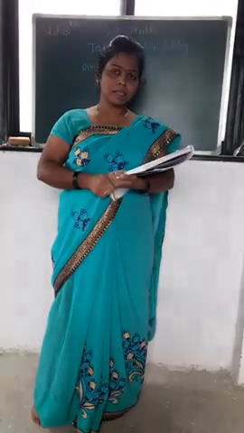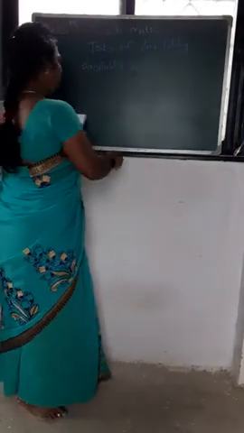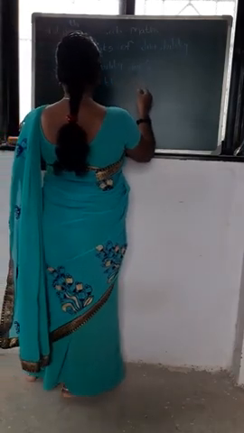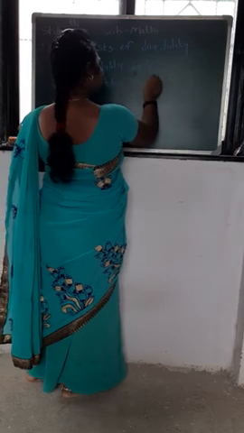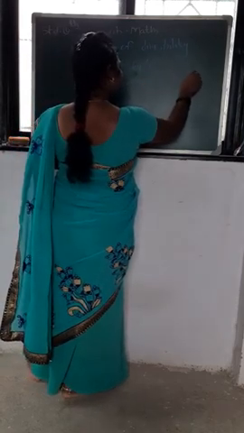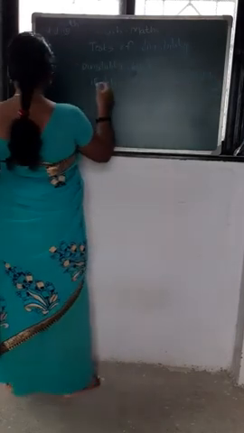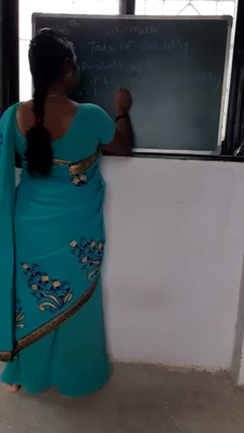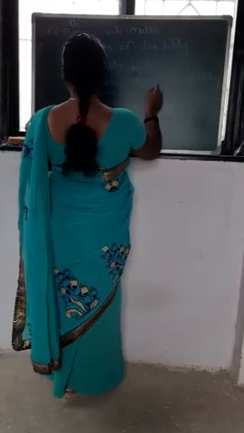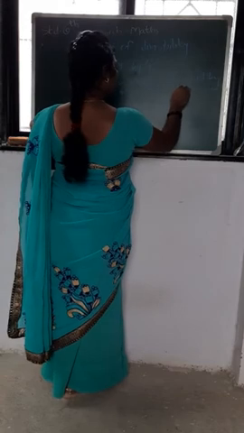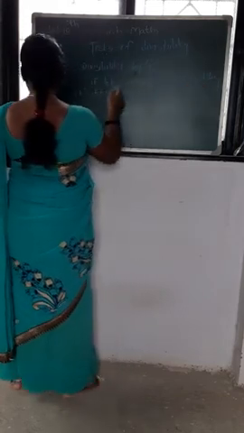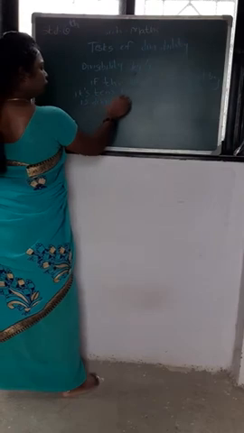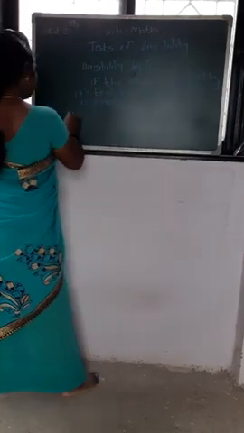A number can be exactly divisible by 4 if the number formed by its tens and ones place digits is divisible by 4.